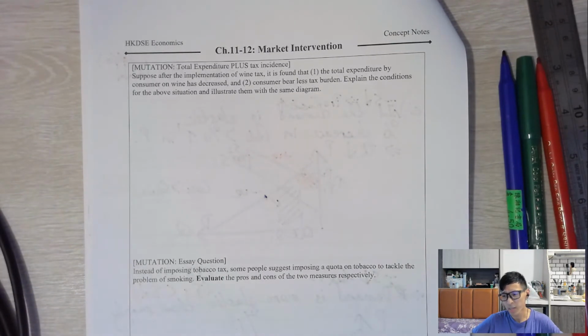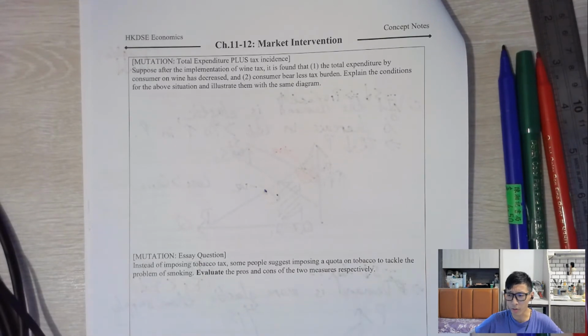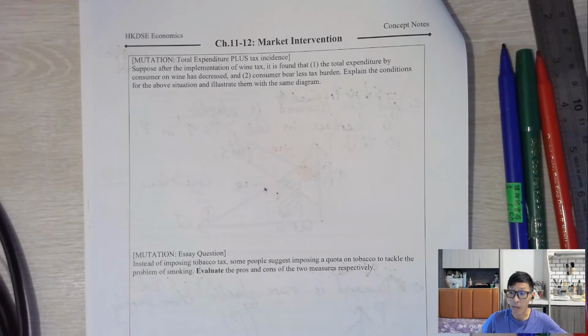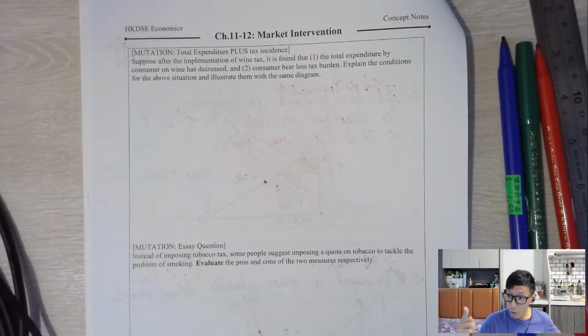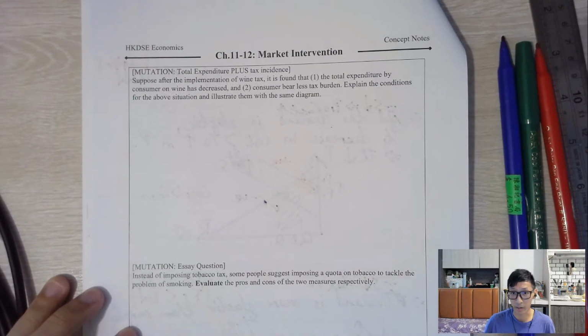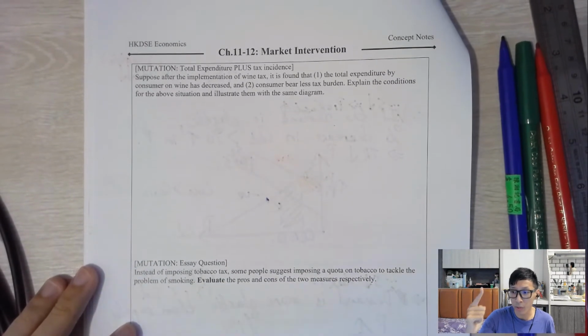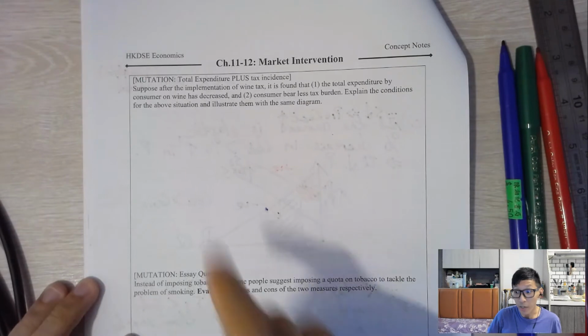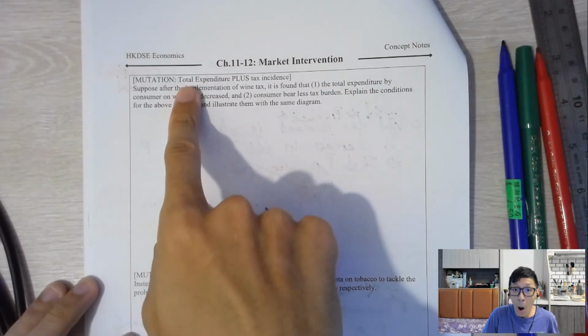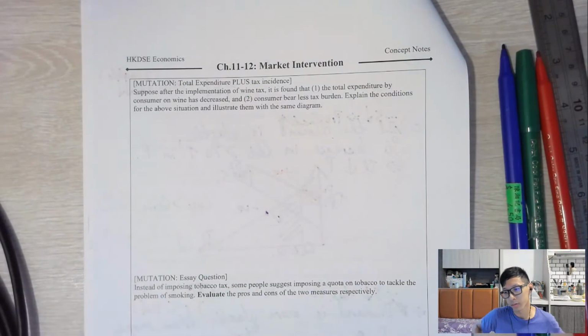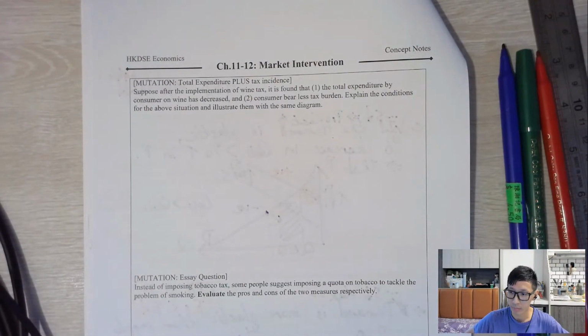Now, I know some of you have been complaining. 阿 Sir，你做乜係都唔俾我喐條 demand 啫? I follow text walk. I love to draw horizontal. I love to draw vertical. Because I anticipate DSE can have one very special kind of question in which it asks you both total expenditure and tax incidence. Okay?